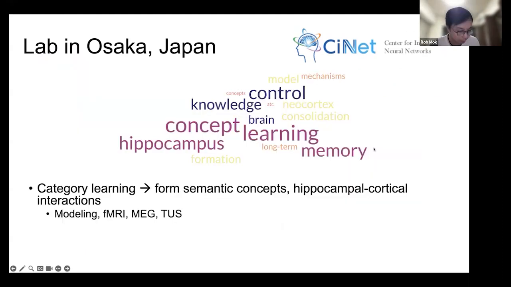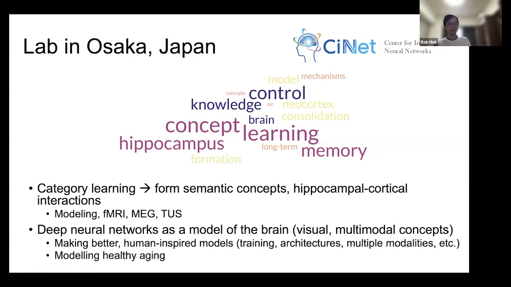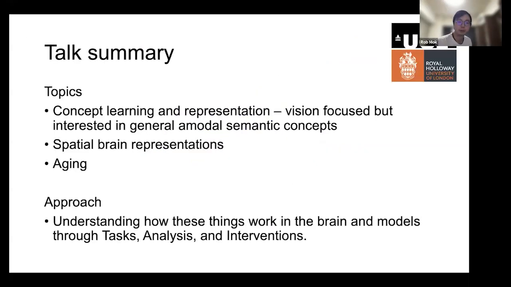So what the lab is focused on is how we learn and represent concepts. We also care a lot about the brain, but also using models. Different projects include how we learn categories from early on to forming consolidated semantic concepts, using various techniques like modeling for MEG and stimulation techniques as well. On the other side, we also have projects working on how to make deep neural networks a better model of the brain, making more human-inspired models, and also projects on healthy aging. So this is the kind of stuff I'm going to talk about today.